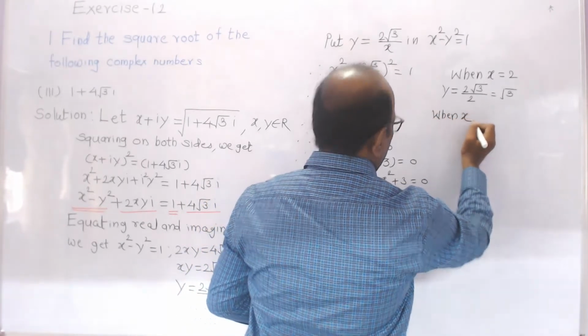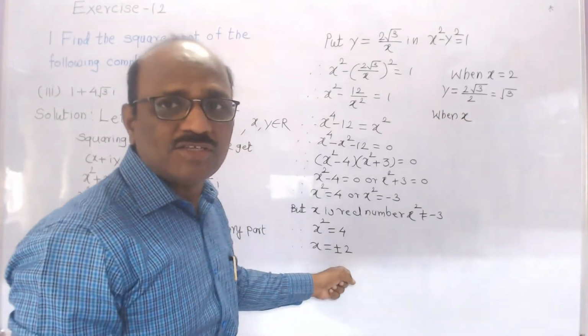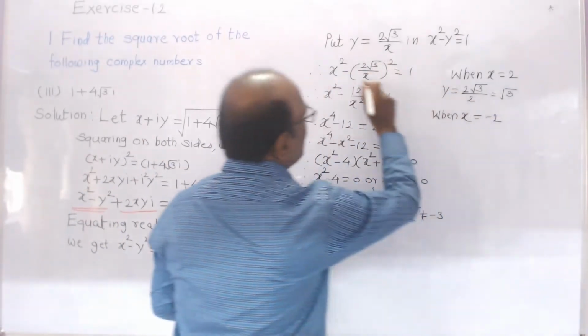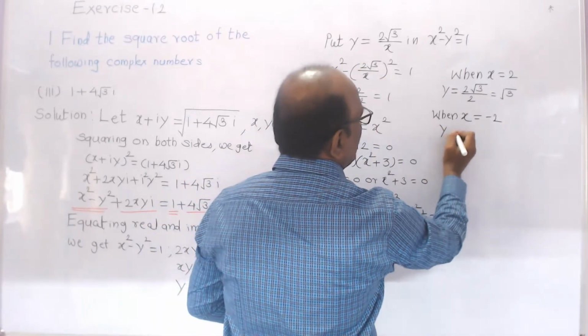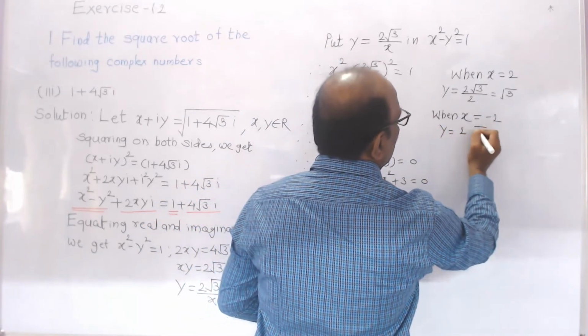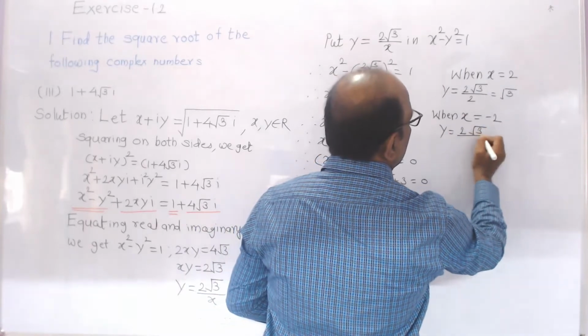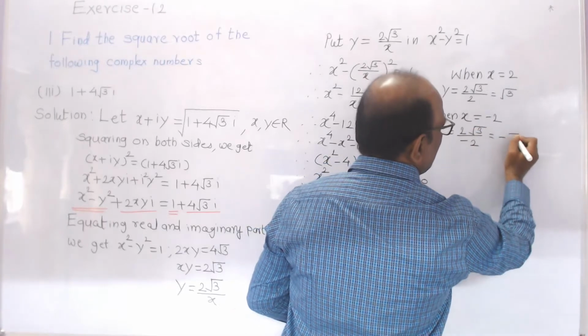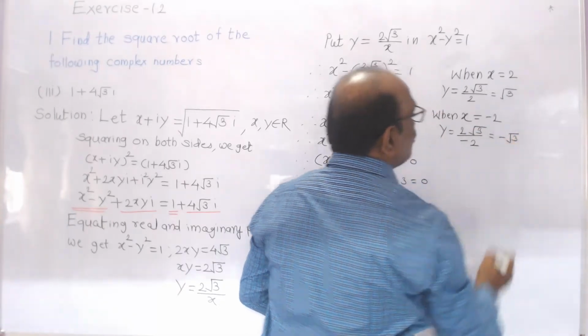And again, when x is equal to minus 2, then what about y? y is equal to 2 root 3 upon minus 2. Again these two get cancelled, you will get minus root 3.